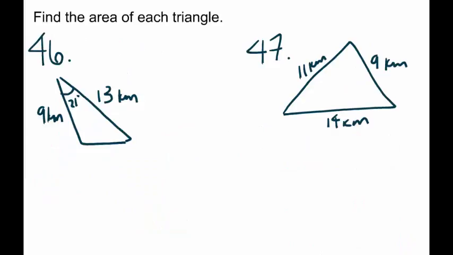46 and 47 are our area formulas, and we have two different ones. If we have 47 as side, side, side, that means I'm going to use Heron's formula. That's that crazy one with the square root. 46 is side, angle, side. That means I'm going to use the one that starts with the 1/2.